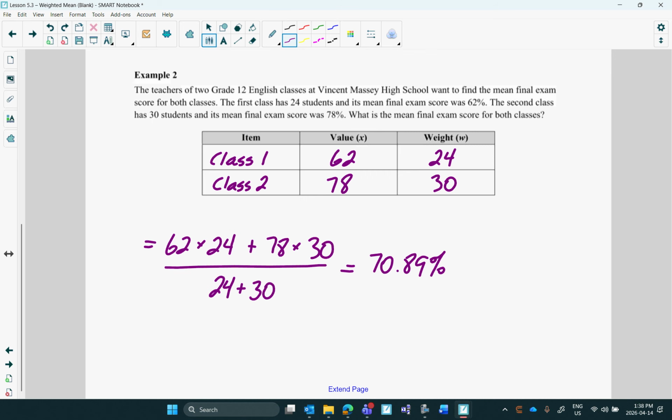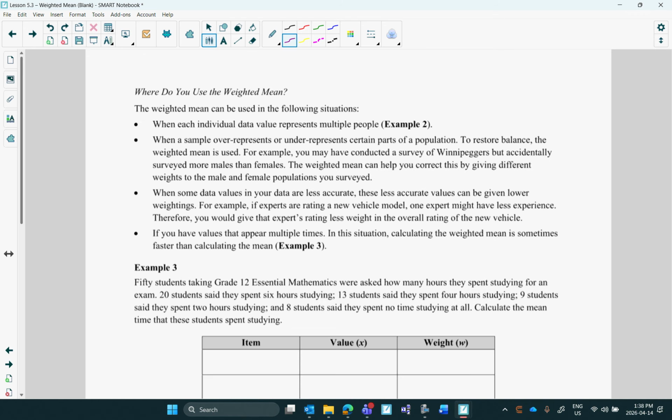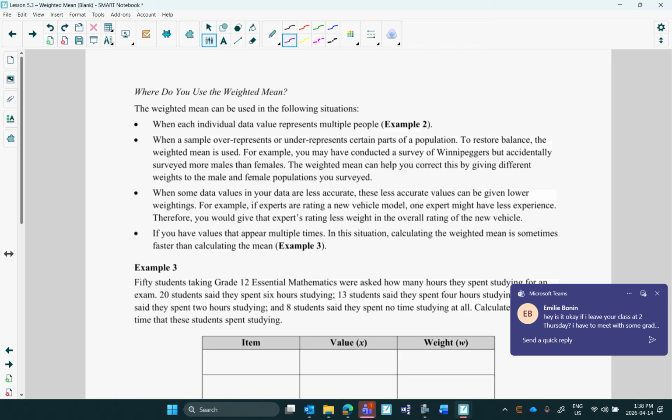So we can see a couple of places where we use it. One, in schools, is one place. But you can see here where we use it: when we have an imbalance in something we're trying to find the average of. If we're trying to find the average of several groups, but they're all weighted differently, that's when we use a weighted mean. That's essentially what all this is.